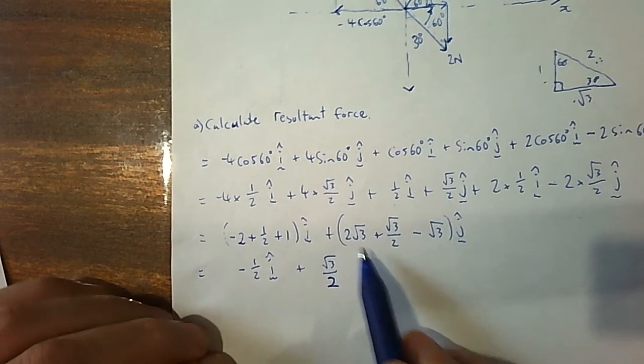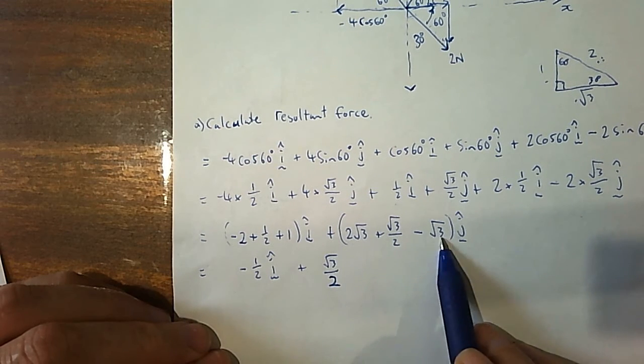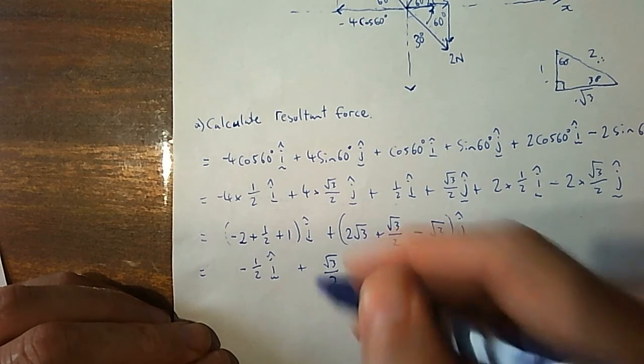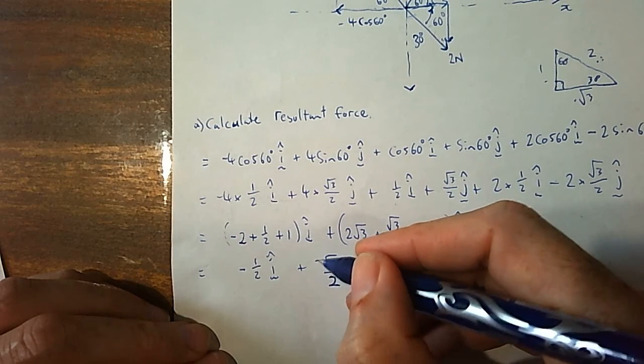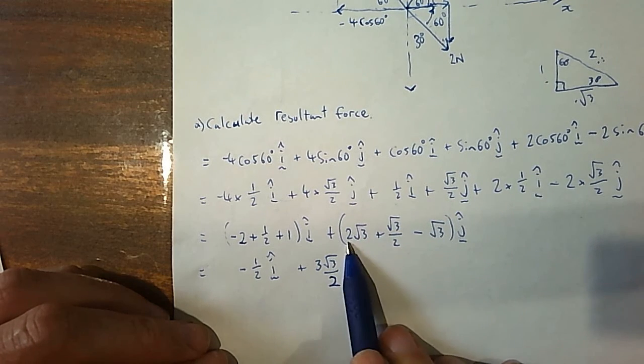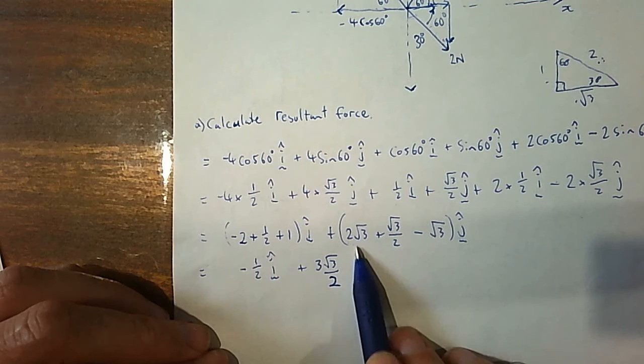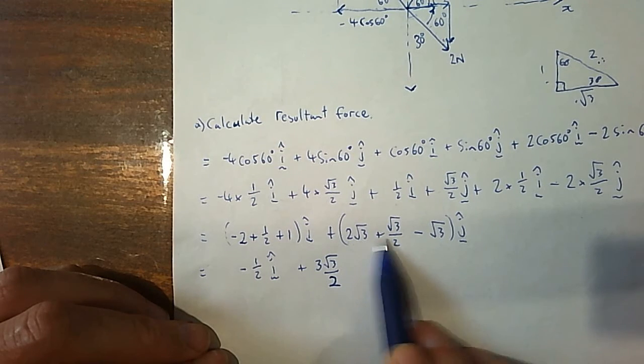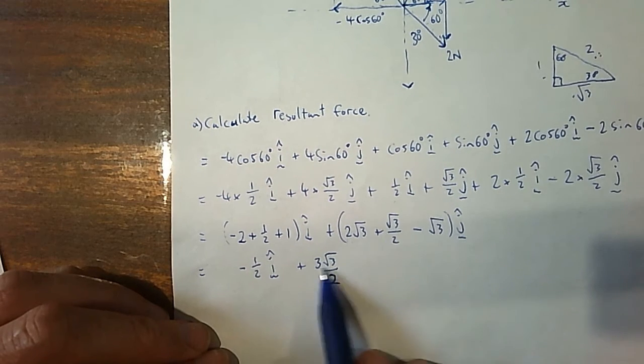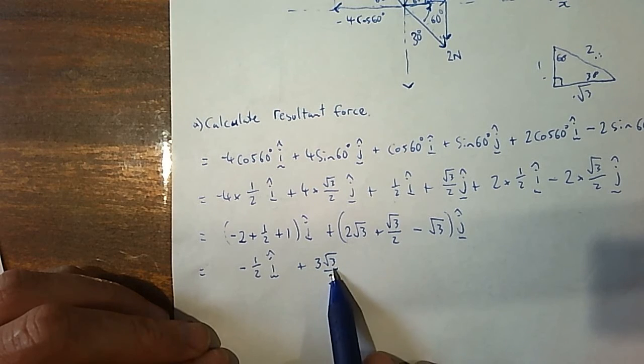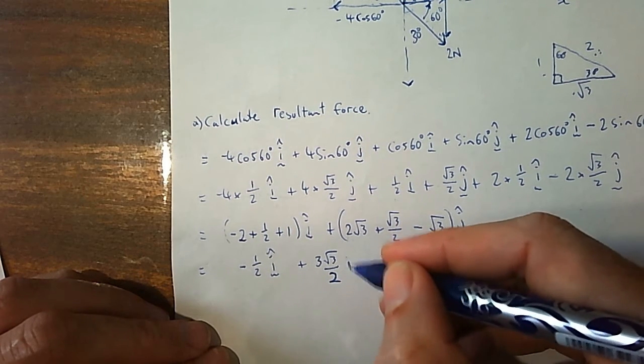And the J component, well, I've got 2 square root of 3 plus the square root of 3 on 2. If I take away 1 square root of 3, we've only got 1 square root of 3, and we add another half, we've got 3 on 2. It's the same as 1 and a half of these square root of 3's. That's J.